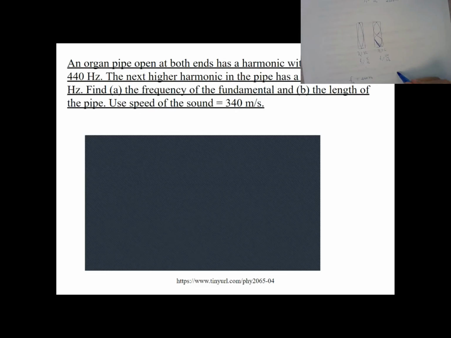With both ends open, we know that F sub n is equal to n times F1, right? So you are starting with n times F1 equals 440 Hertz. And then the next one should be equal to n plus one times F1, equals 495 Hertz. So you are given two equations with two unknowns, n and F1. You are looking for F1, and once you find F1, you should be able to find the length, because F1 is equal to V divided by 2L. V is 340, then you can solve for L.